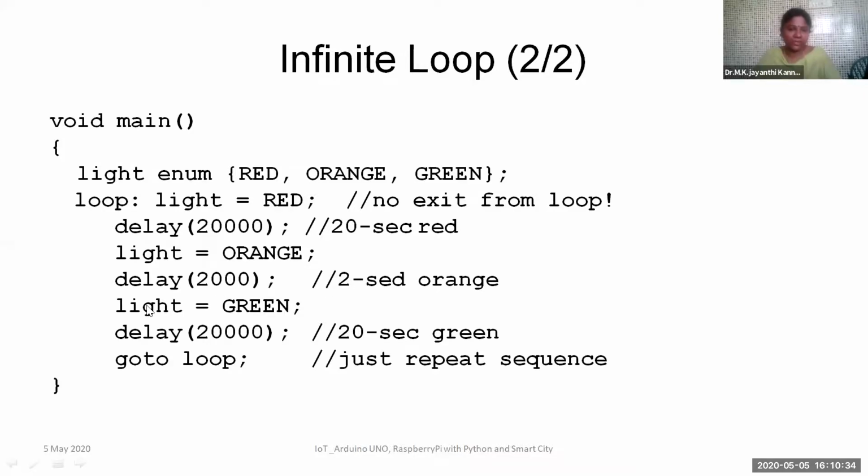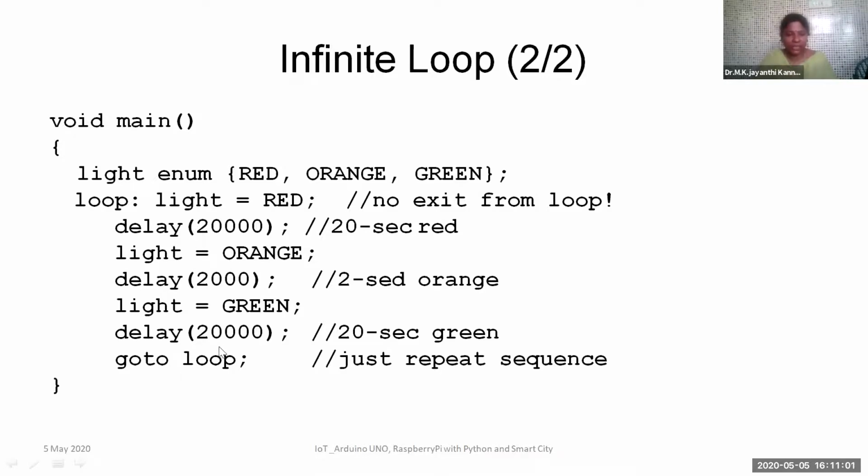Because we are introducing a delay, the light will take the orange LED for 2 seconds. Then light equal to green, it will stay on the green light for 20 seconds. Here we are introducing delays of 20,000 milliseconds and 2,000 milliseconds. So the loop will be repeated until the loop ends.